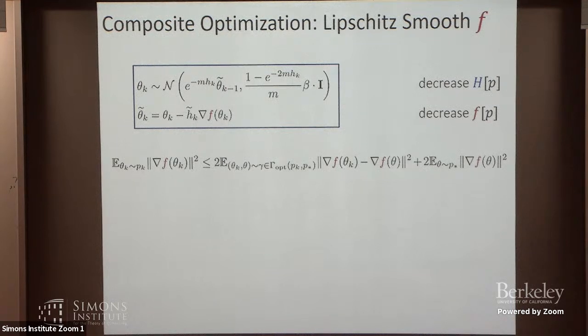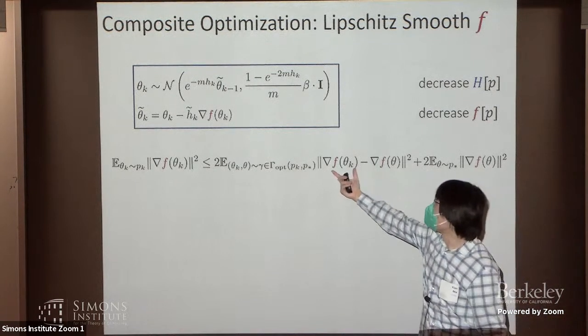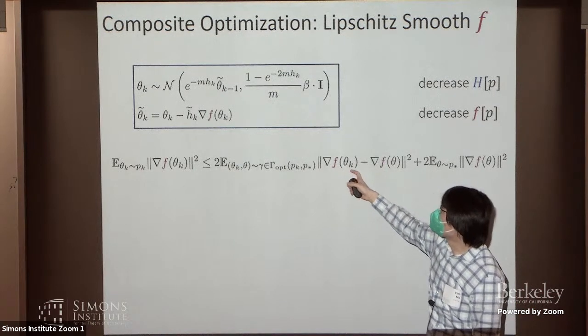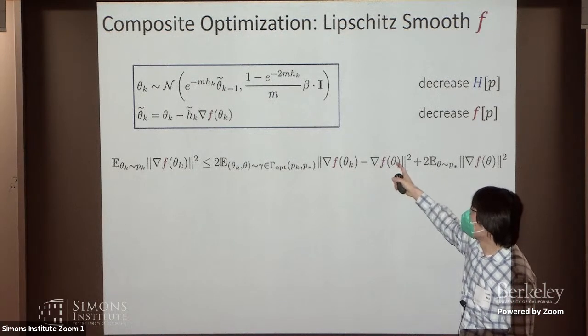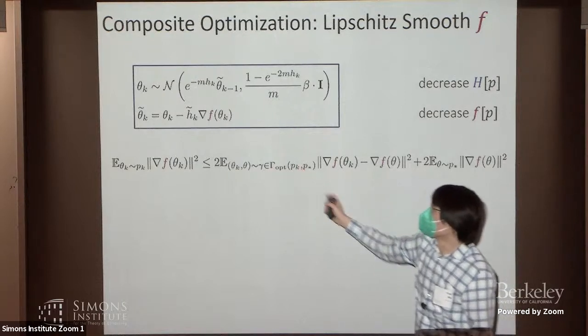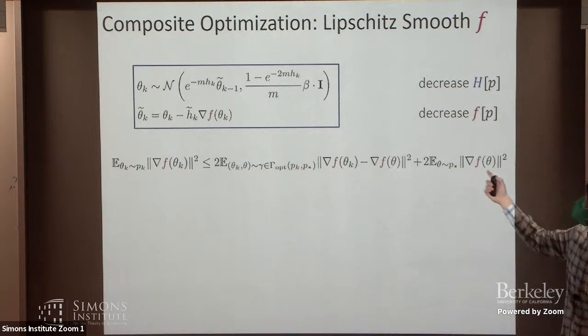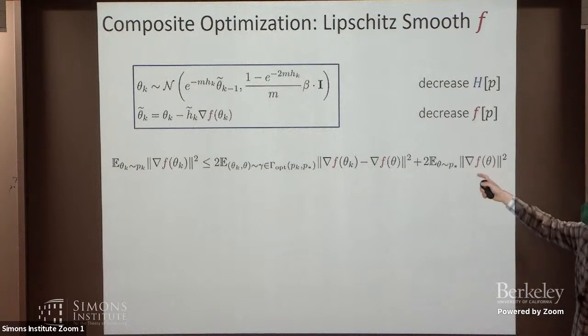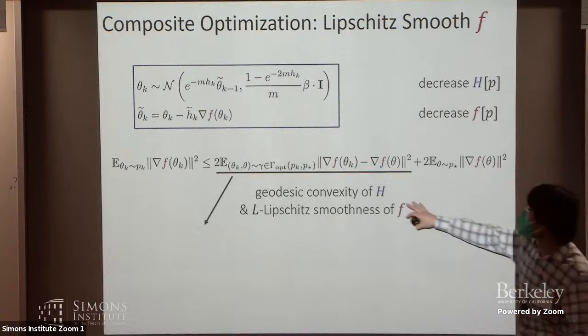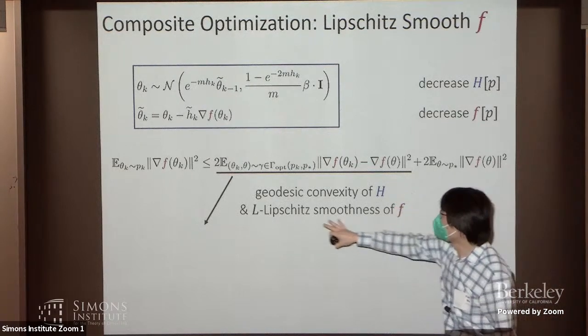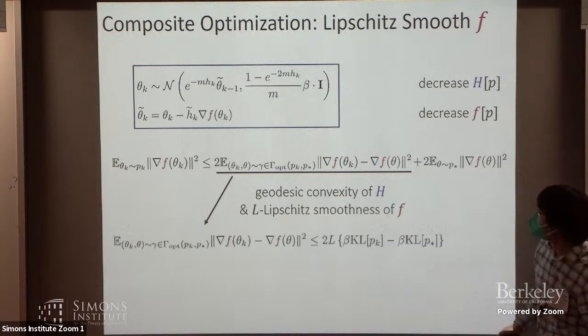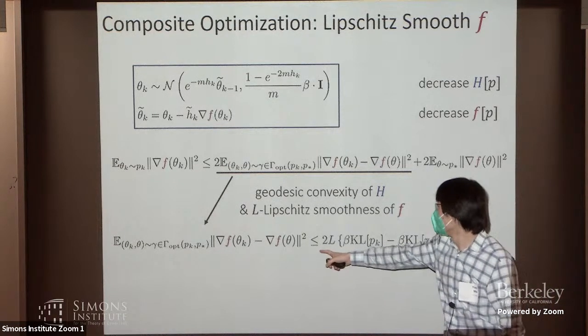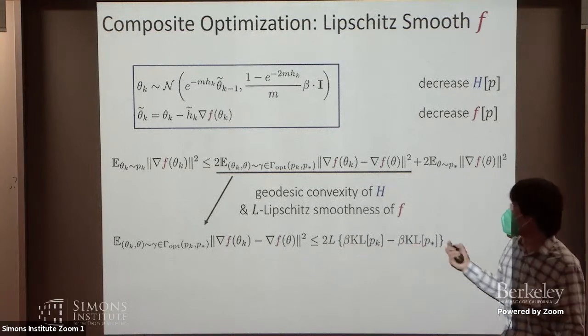And to bound this term, we can separate it into two terms. One is the difference between this gradient of F taken at theta k and the gradient of F taken at theta where theta follows the stationary distribution. And then what's left is theta following the stationary distribution of gradient F theta, right? So this is entirely a property of this target distribution we want to sample from. And for the first term, we can use geodesic convexity of this regularized entropy and Lipschitz smoothness of F to show that this is upper bounded by L times the difference in the KL divergence.